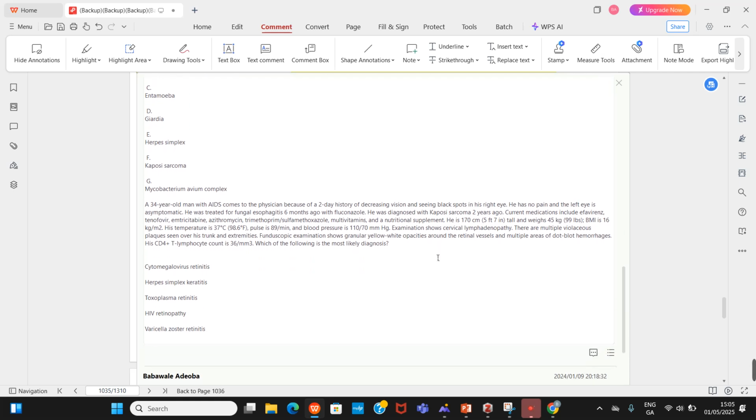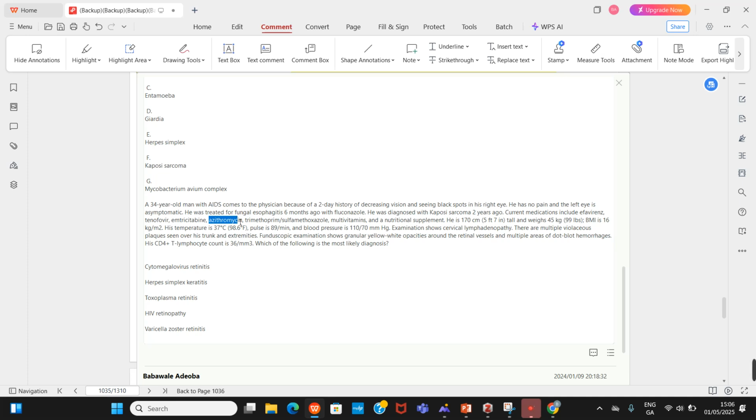Okay, let's look at this one. A 34-year-old man with AIDS comes to the physician because of a 2-day history of decreasing vision and seeing dark spots in his right eye. There's no pain and the left eye is asymptomatic. He was treated for fungal esophagitis 6 months ago with fluconazole. He was diagnosed with Kaposi 2 years ago. Current medications include efavirenz, tenofovir, emtricitabine, azithromycin, trimethoprim, sulfamethoxazole, and multivitamins. Why are they placing this guy on azithromycin?